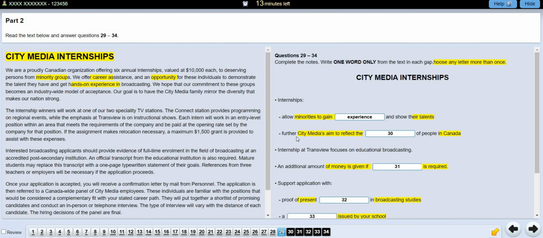Further, city media aim to reflect the dash. City media aim to reflect something. We hope that our commitment to this group becomes acceptance. Our main aim, our main goal is to reflect the dash of people of Canada. Our main aim or goal of the city media is to reflect the diversity of the nation, of Canada. Okay, that was easy.